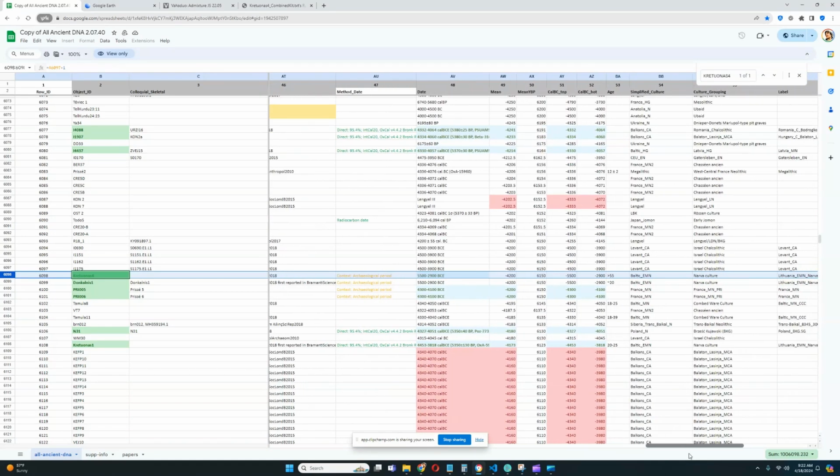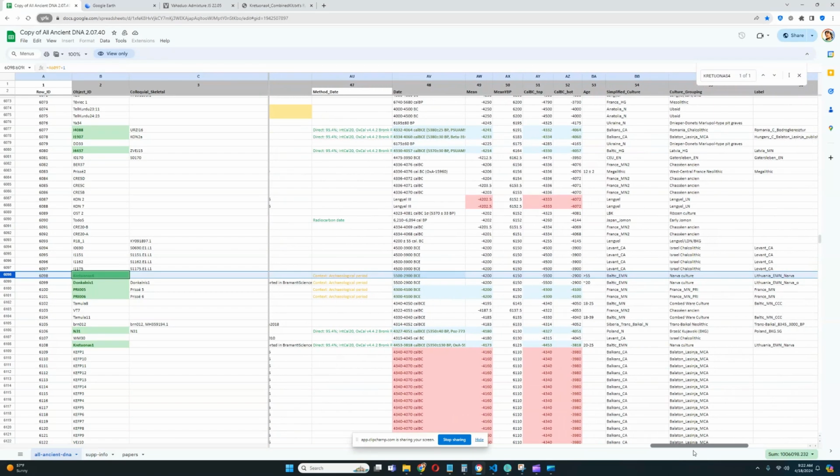It looks like she lived in the early middle Neolithic period, 55 to 29 centuries before the Common Era. 29 centuries is definitely more of the late Neolithic, even moving on to the Chalcolithic period, but 55 centuries is definitely the middle Neolithic. But it's very difficult to pinpoint exactly the date that this individual lived.